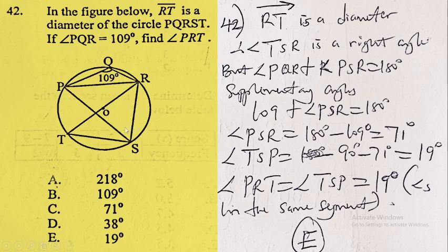We know that the total angle here is 90 degrees, as said earlier. So if this one is 71, and from here to here is 90, I remove 71 from 90, which gives angle TSP. TSP is 19 degrees, 90 minus 71. This angle here that we are looking for and this angle here are in the same segment. So angle PRT is also 19 degrees. That makes option E the correct option here.